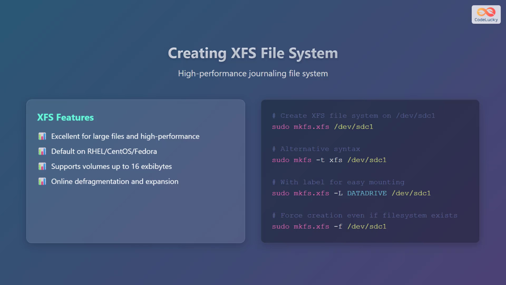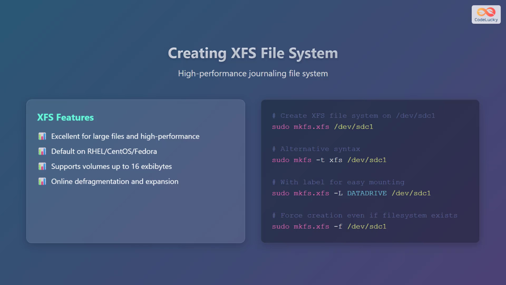Now let's see how to create an XFS file system, a high-performance journaling file system. XFS is excellent for large files and high performance, and is the default on Red Hat Enterprise Linux, CentOS, and Fedora. It supports volumes up to 16 exabytes and offers online defragmentation and expansion.